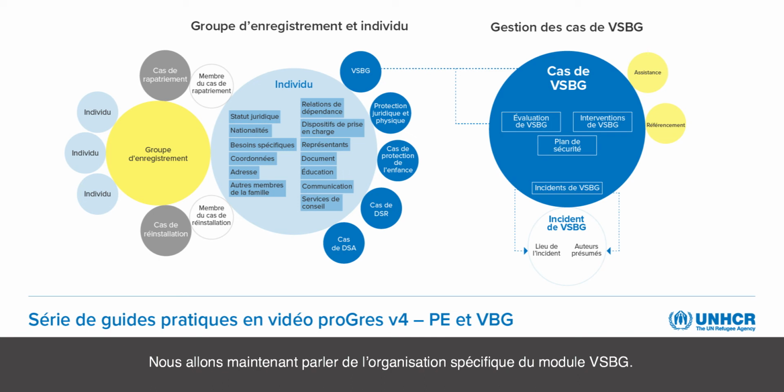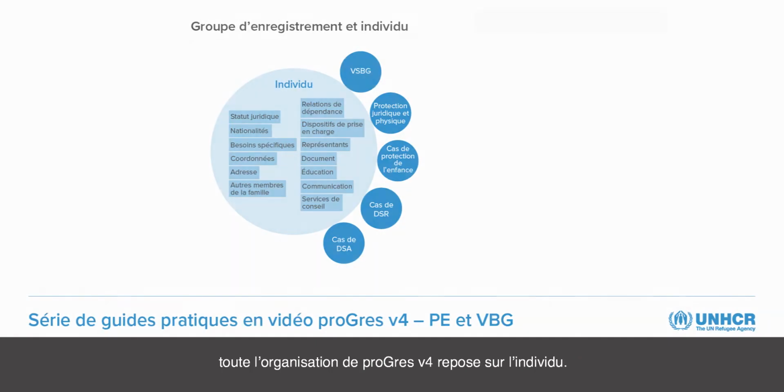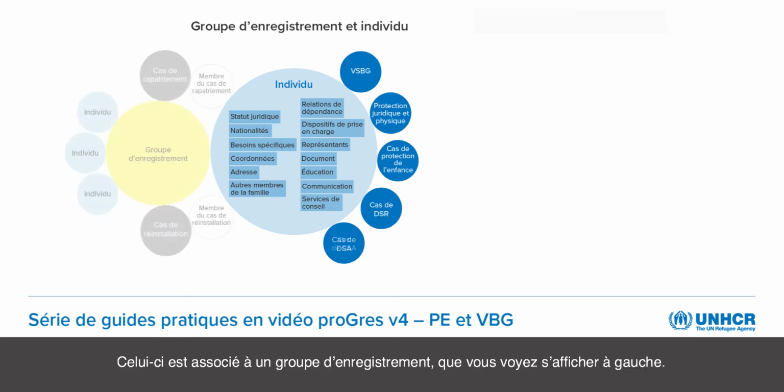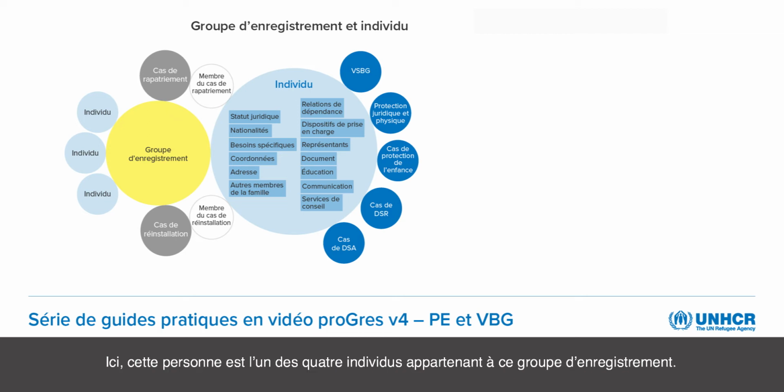Next, we will speak about the specific organization of the SGBV module. So as was just described, the individual is the foundation of the organization in proGres version 4. So if you were to look at this slide, these are the different entities that you could find within that individual file or the registered individual. Now, associated with that, you can see to the left, there is the registration group. So this person is just one of these 4 individuals associated with that registration group.